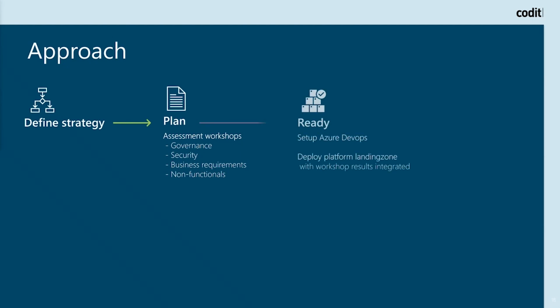After that workshop, it is time to pour those decisions into concrete and really start pouring out your foundations. So you set up Azure DevOps so you can start deploying, and you will deploy the landing zone with, of course, the results of the workshops included. It would be a pity to just deploy a pre-configured landing zone that you can download from the Microsoft pages without having the results of your own work included.